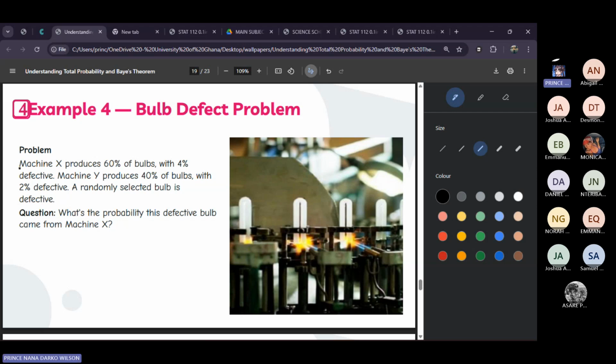Machine X in a factory produces 60% of bulbs with a 4% defective rate. Machine Y produces 40% of bulbs with a 2% defective rate. A randomly selected bulb is defective. What is the probability that this defective bulb came from machine X? I'll do you one better. I am altering this question a little. What is the probability that this bulb did not come from machine X?